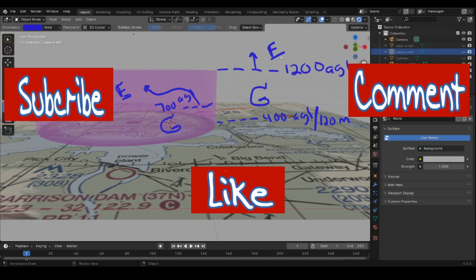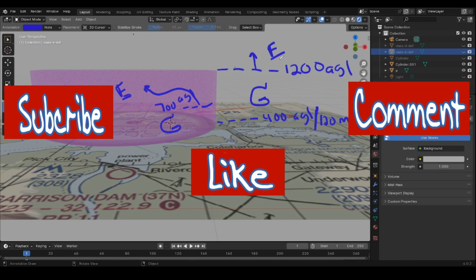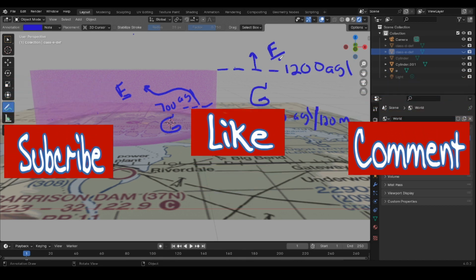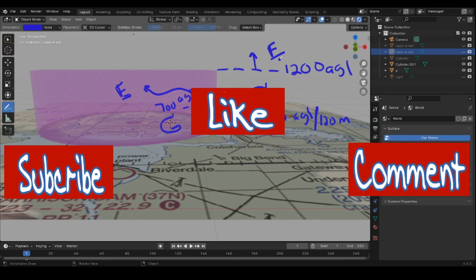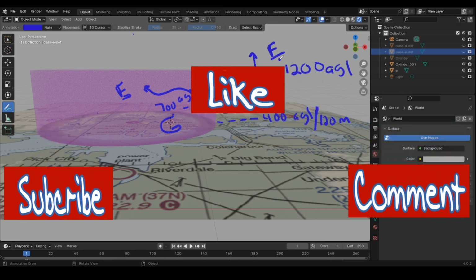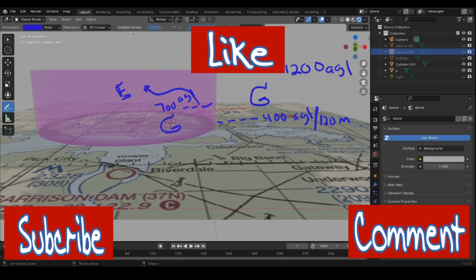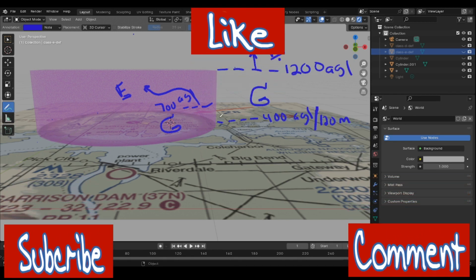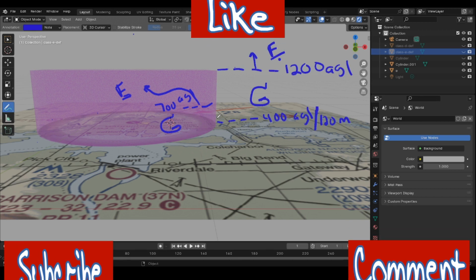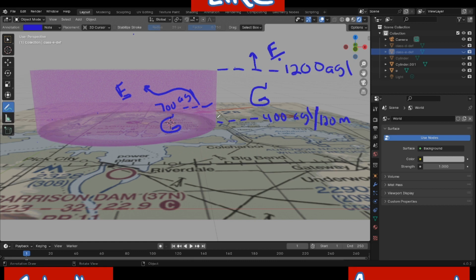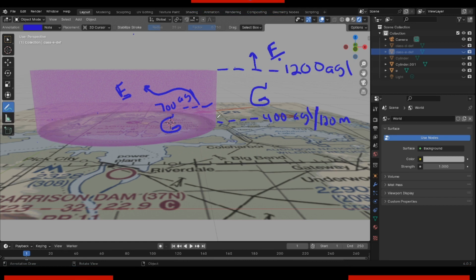So that's it, my good people. I hope you enjoyed this little demonstration. I hope I was understandable in explaining the Class E airspace and how it has a symbiotic-like relationship with Class G. Other airspaces don't have that relationship. So I hope you learned a little about Class E airspace and where you can fly your drones. Till the next time, drone family, peace.